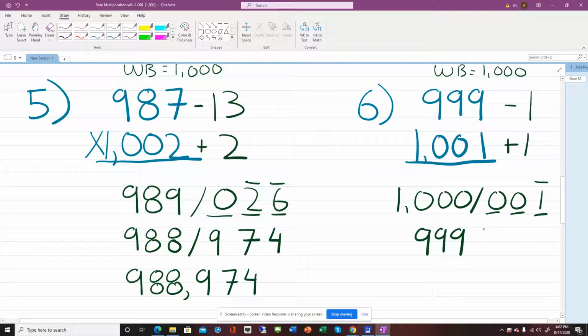And all from... we don't really have to write the slash here, but I am. 9 minus 0 is 9, 9 minus 0 is 9, 10 minus 1 is 9. And it's pretty obvious that 1,000 minus 1 is 999. So our final answer, 999,999. Great. Let's go down now.